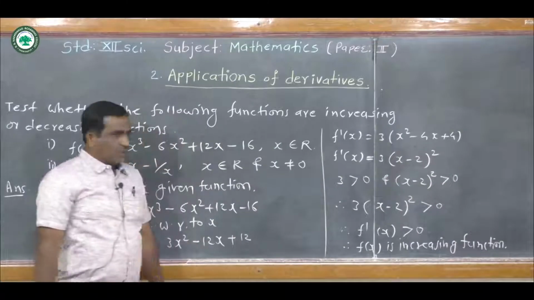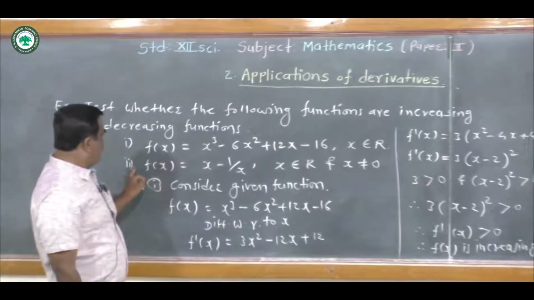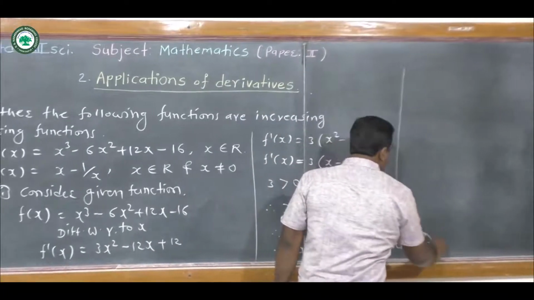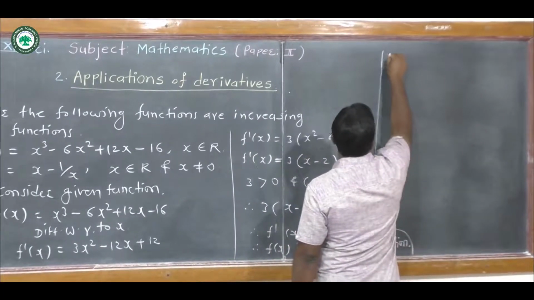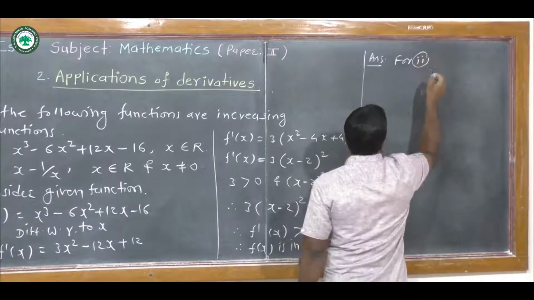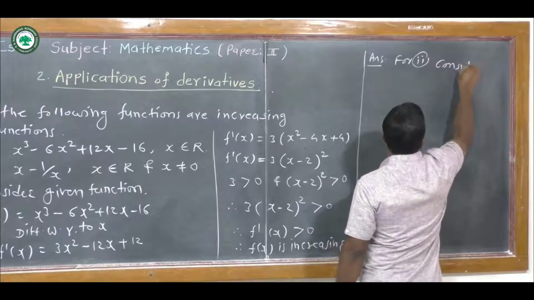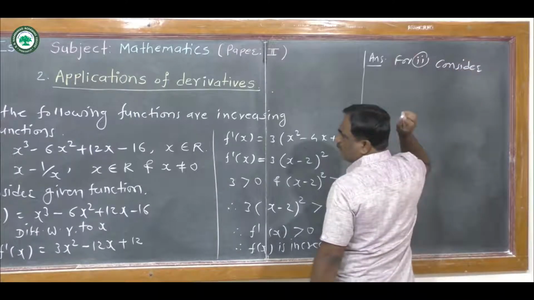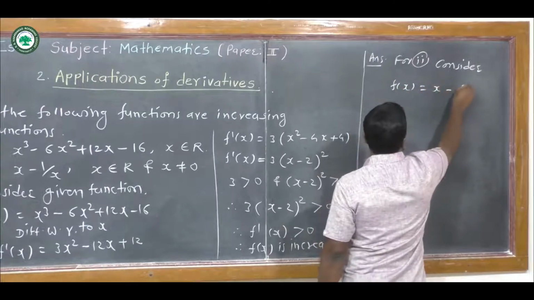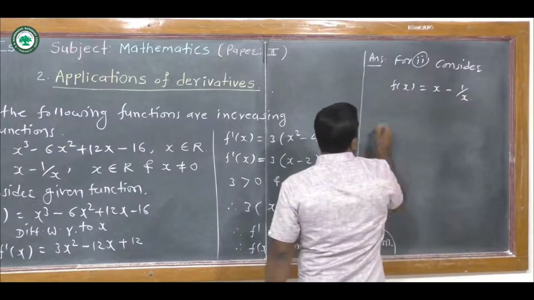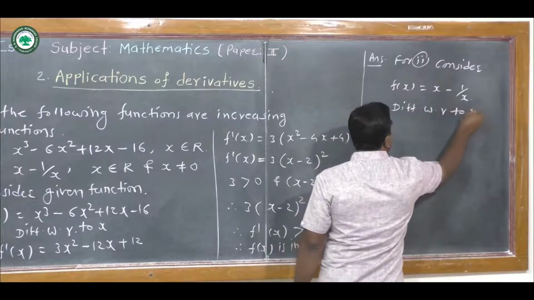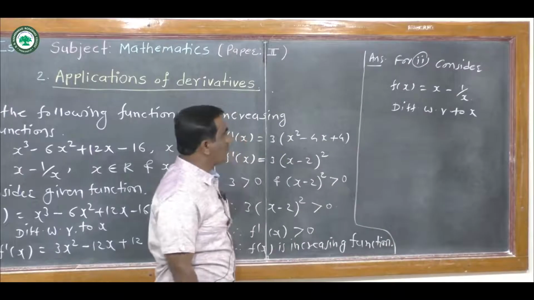Okay, now we see the answer for the second example. Consider again here f of x equal to x minus 1 by x. Differentiate this equation with respect to x. We can take the derivative of this function.